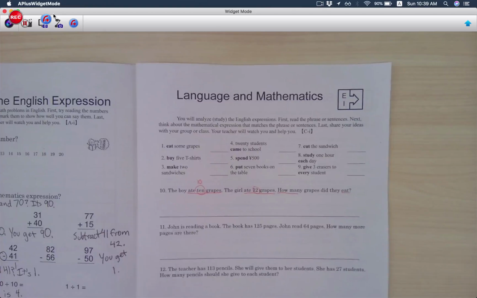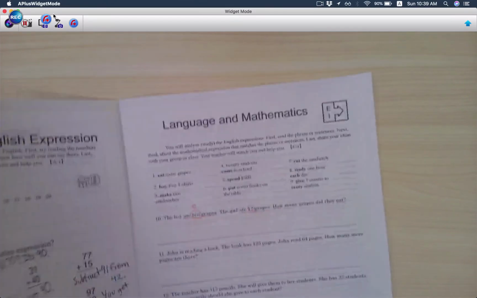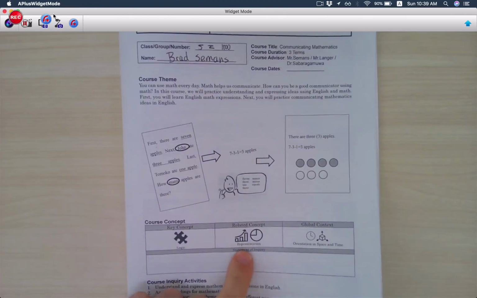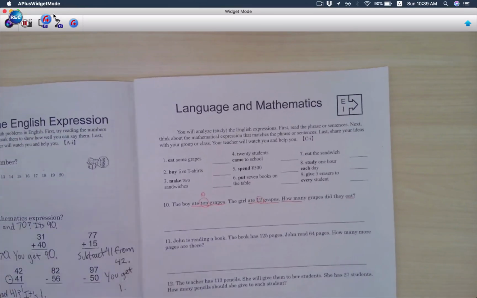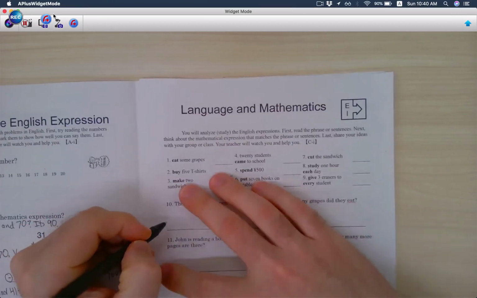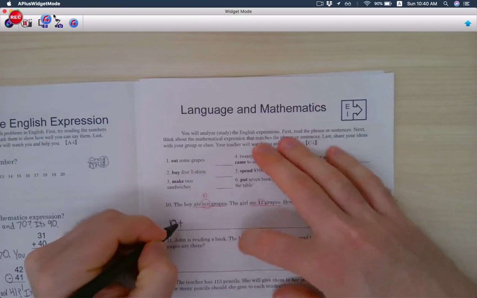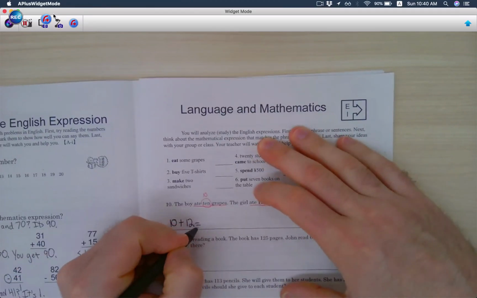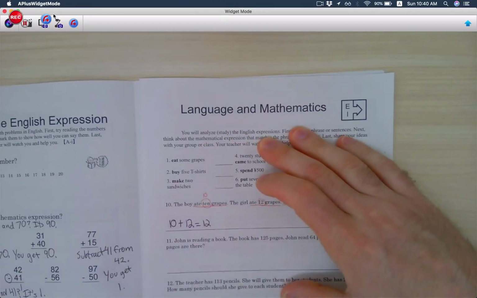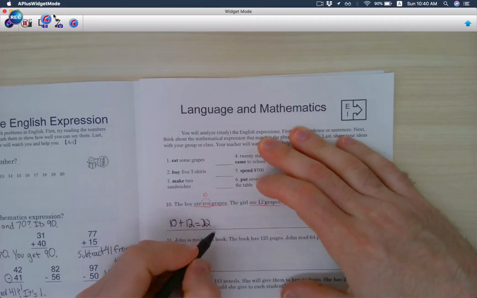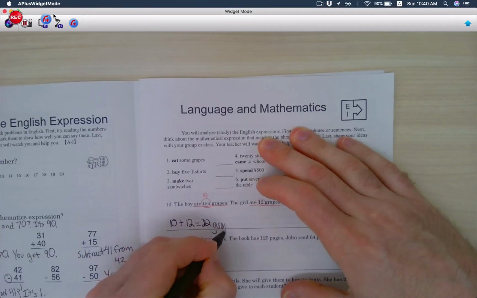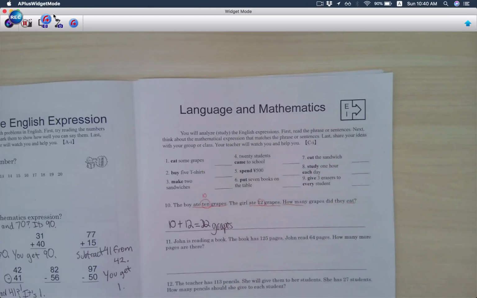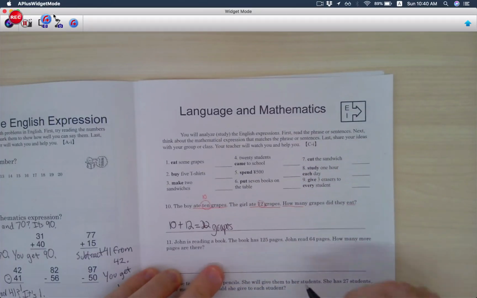But before I do, I want to think about representation. I can represent this word problem in several ways. First, I could write 10 plus 12 equals 22. Of course, I'll have to label my answer. So 22 grapes.